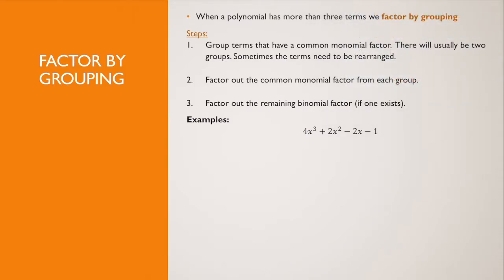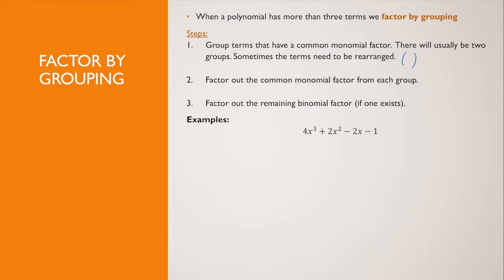Next, we're going to talk about how to factor by grouping. When a polynomial has more than 3 terms, so 4 or more, technically just 4, we factor by grouping. So what we do is we group terms that have a common monomial factor using grouping symbols. That's going to be our parentheses. There will usually be 2 groups. You may need to rearrange terms, but that won't always be the case.